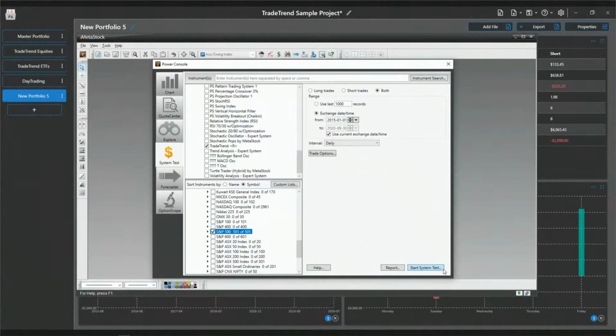Just checking this box here. And as soon as you start system test, the Metastock software will perform a backtest on every single instrument in this bucket. I will not start system test now because this will take a little while, but it's still super powerful. What I like to do is to pick a couple of strategies and a whole set of instruments and run these system tests overnight.